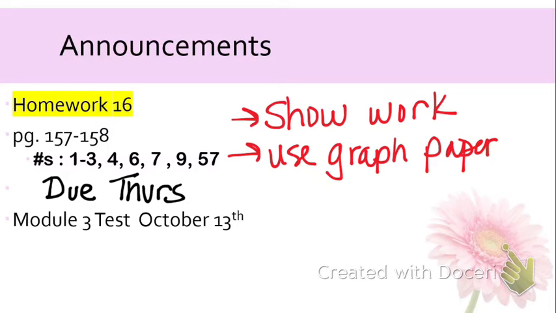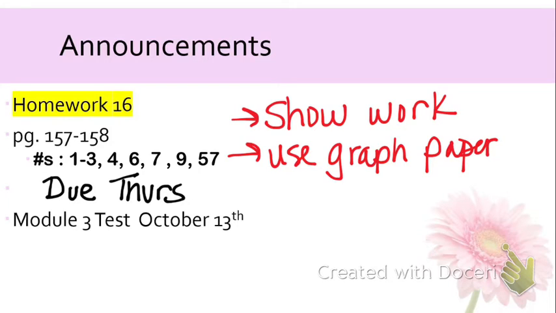So looking at page 157, where does the graph for question number 1 touch the x-axis? Does it touch the x-axis? No. So the answer to number 1 is no solution, no real solution. It's imaginary. We're going to talk about that a little later. So when you're looking at a graph on the test, if I show you a graph and ask you for the solution, I want you to tell me where it crosses the x-axis. If it doesn't touch the x-axis, then it has no real solution.